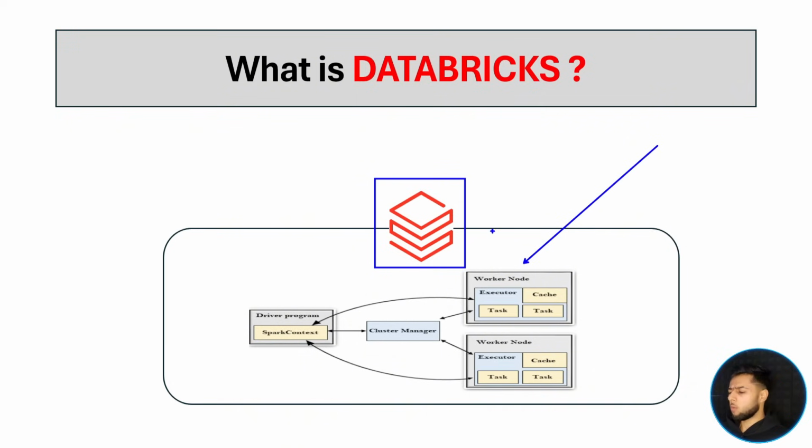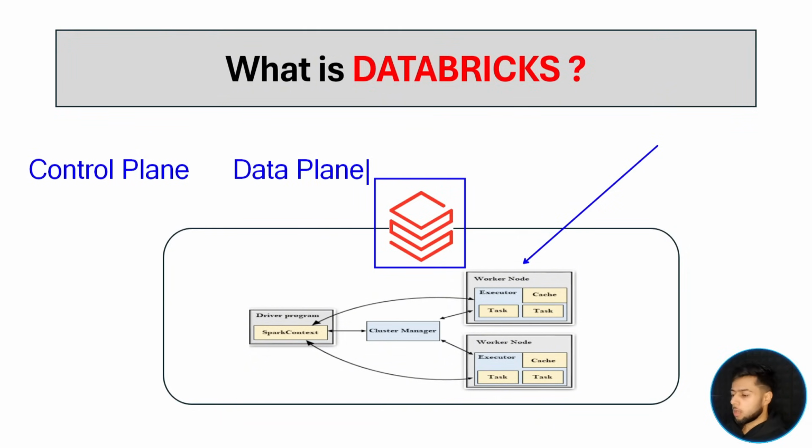Do you know the architecture of Databricks? Let me quickly cover what that architecture is. Basically in Databricks architecture we have two things: control plane and data plane. Perfect. So what are these two planes and what do we have in these planes?